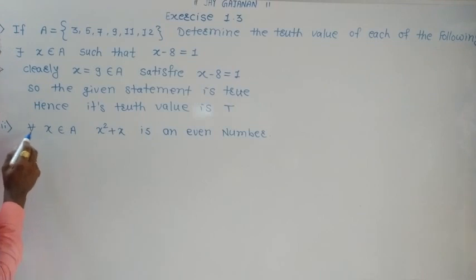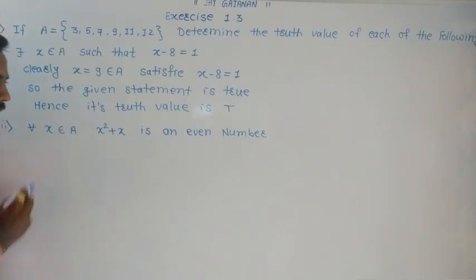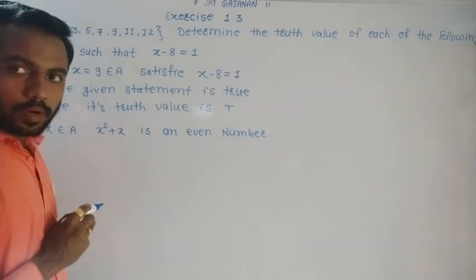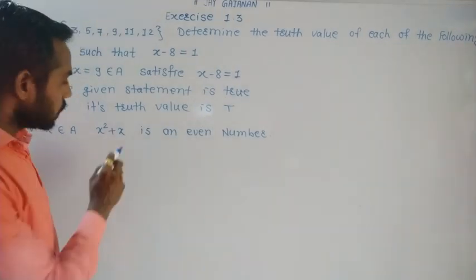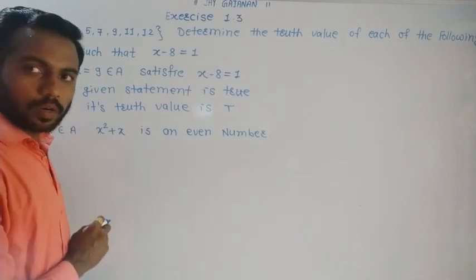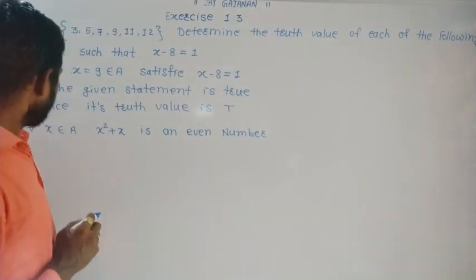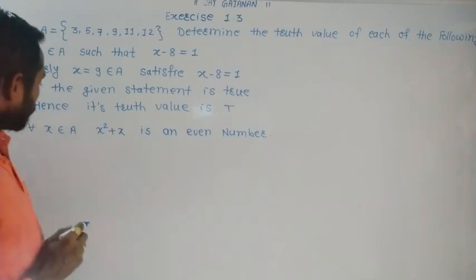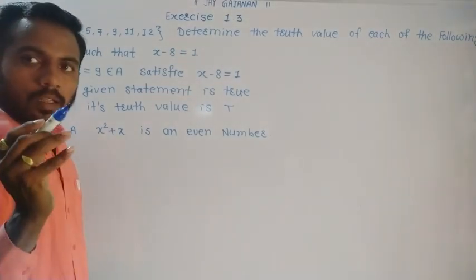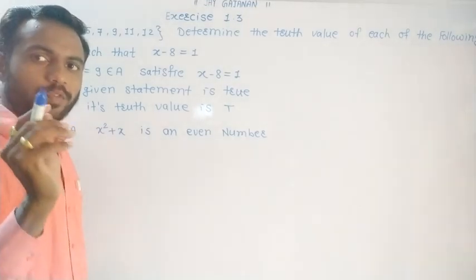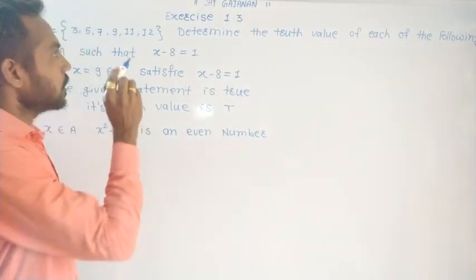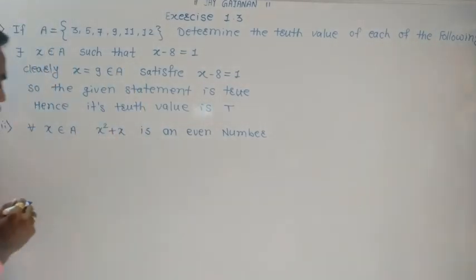Now we have a symbol for all, and therefore we will use the condition of universal quantifier to determine whether the given statement is true or false. And we know the condition of universal quantifier is the statement is true if and only if each and every element in a set A satisfy the condition.